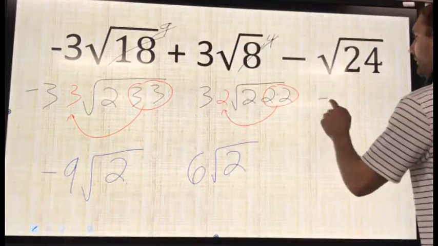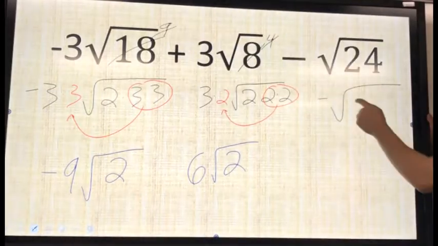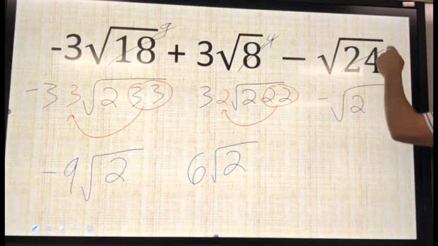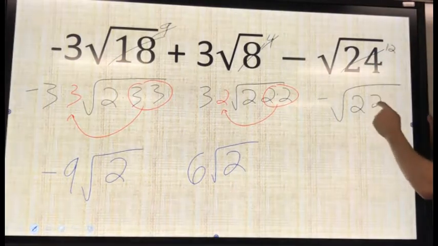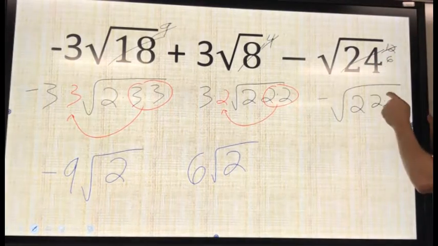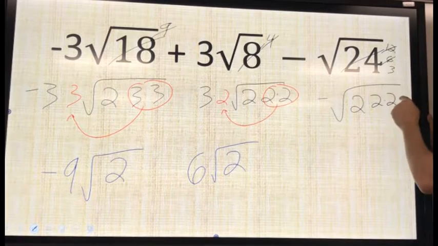Now let's look at this one. So I have a negative square root of 24. 2 goes into 24 12 times. 2 goes into 12 6 times. 2 goes into 6 3 times. And 3 is prime.